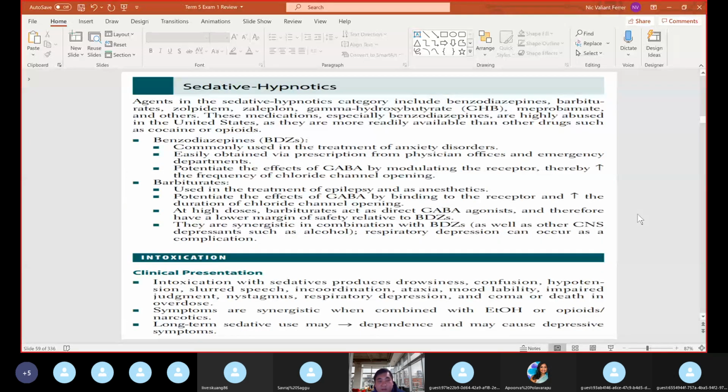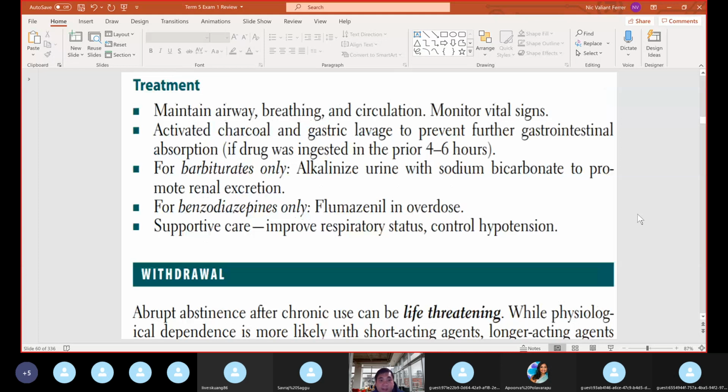Sedative hypnotics, if they overdose, you can read that one. Don't combine them with alcohol or they're going to go into respiratory depression. Treatment: maintain airway and breathing. For barbiturates only, alkalinize the urine, high yield. For benzos, flumazenil in overdose.